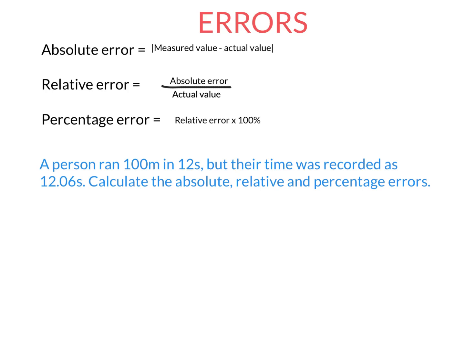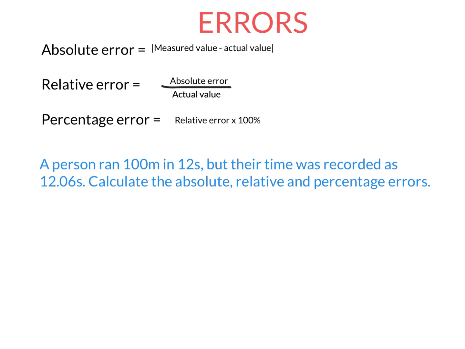Thank you so much for tuning into this video in which we'll look at quantifying errors. Quantifying just means put into numbers. So we're going to calculate the size of errors here. There are three types of errors: absolute, relative, and percentage errors.